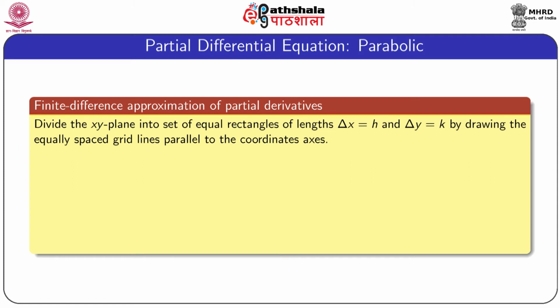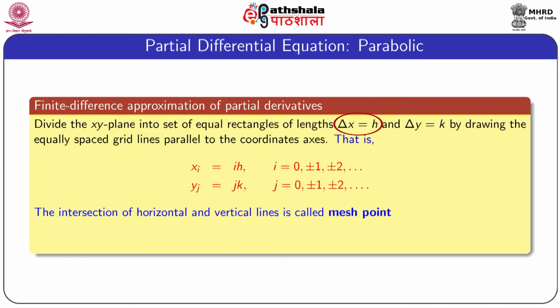I have mentioned that the partial differential equation can be solved with the help of the finite difference method. So for this purpose, we divide the entire xy plane into sets of equal rectangles of length delta x equal to h and delta y equal to k by drawing some equally spaced grid lines parallel to the coordinate axes. That means the x direction is divided into some intervals with spacing h, and the y direction is divided into some other number of intervals with spacing k.